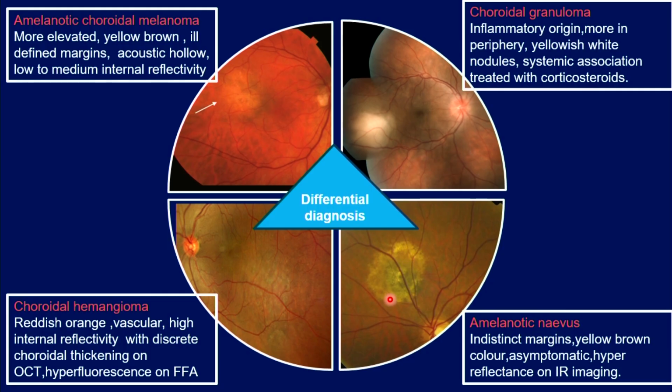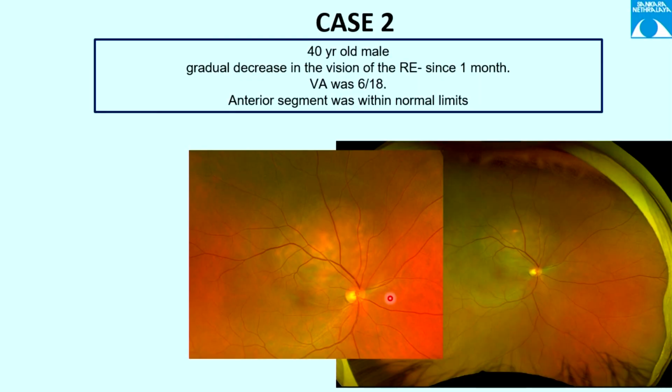Amelanotic nevus has indistinct margins. It is yellowish brown in color. They are mostly asymptomatic, but they appear hyperreflective on infrared imaging. Go to the next case.